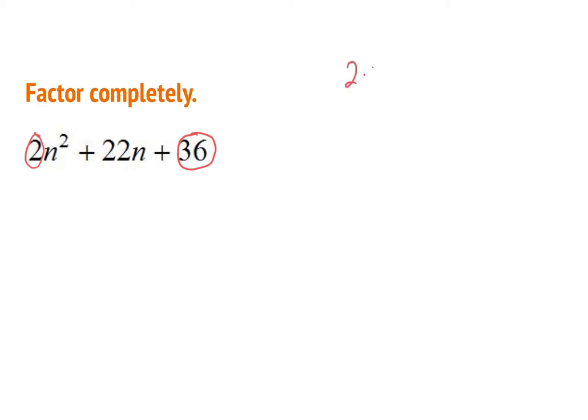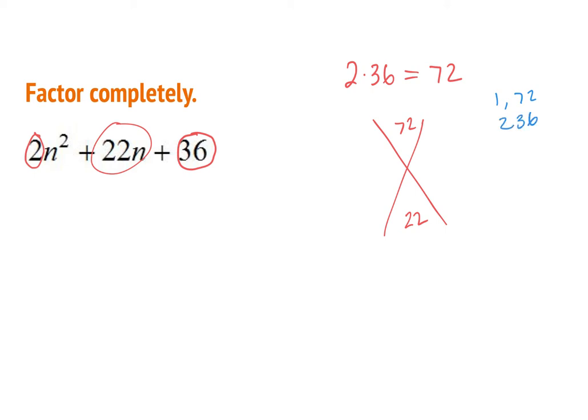So 2 times 36, that gives me 72. So I want to find numbers that multiply together to give me 72 and add up together to give me 22, my middle term. So I'm going to list factors of 72. That'd be 1 and 72, 2 and 36, 3 and 24, 4 and 18, 6 and 12. And I'm going to stop there because I realize that 4 and 18 might work.